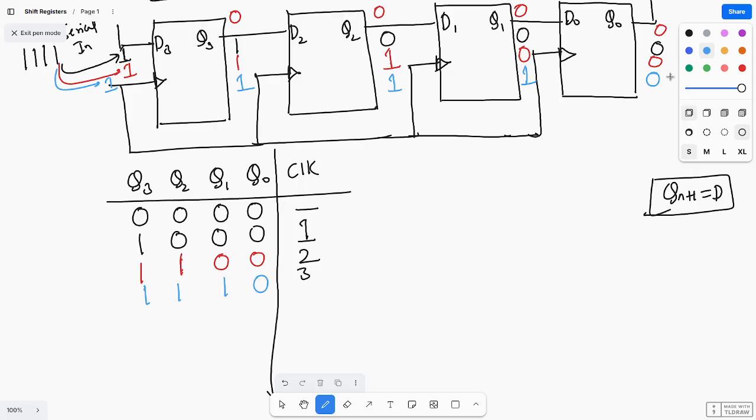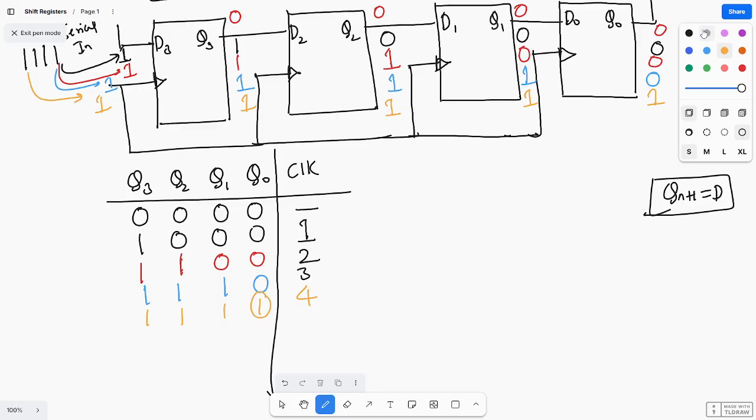At the fourth clock pulse, what happens? This will be shifted. So one will come here, and one will come here, and this one will come here, and one more data, the last bit, will be loaded. At the fourth clock pulse, all the data will be loaded in the shift register.